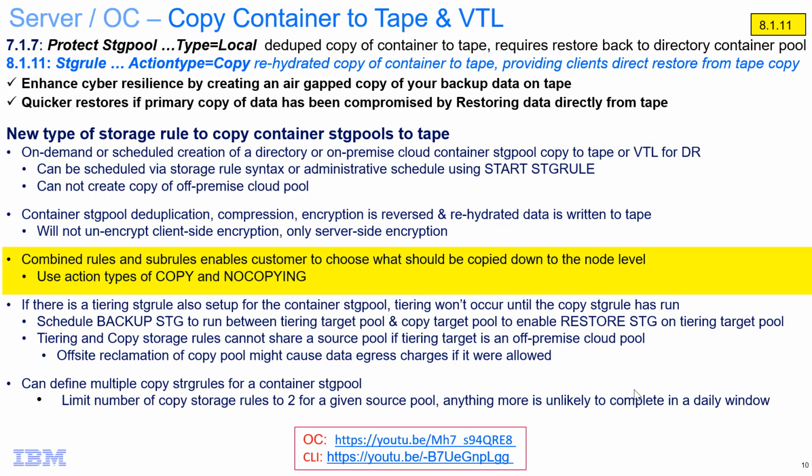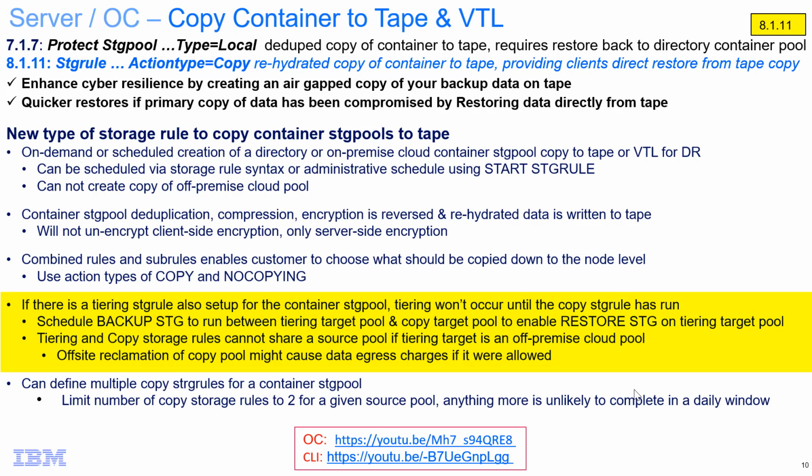Now, we will combine the rules and subrules to enable customers to choose what exactly should be copied down to the specific node level. So when you write these storage rules, you do have the ability to create a parent rule and then subrules underneath that. And we have a copy or no copy capability that you could use as the type of rule. And so perhaps the parent rule says copy everything, but then a subrule underneath that says, oh, but if it's Trisha's data, don't copy it. And so that just allows you to be very specific about what data in that directory container or on-premise container storage pool is copied out to tape or VTL.